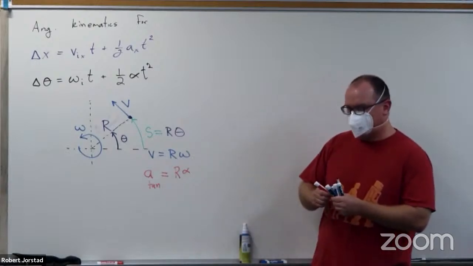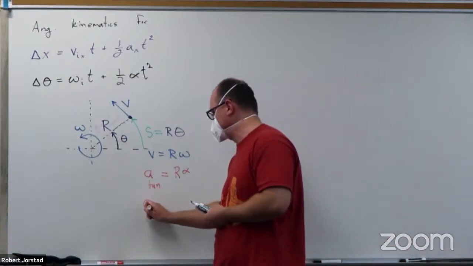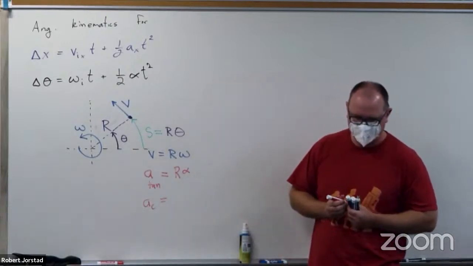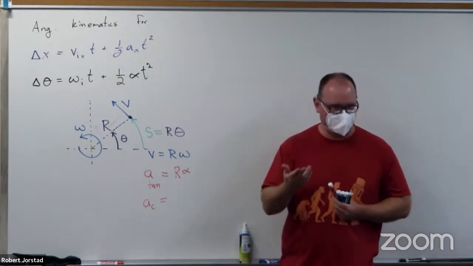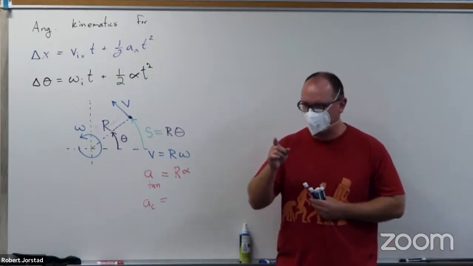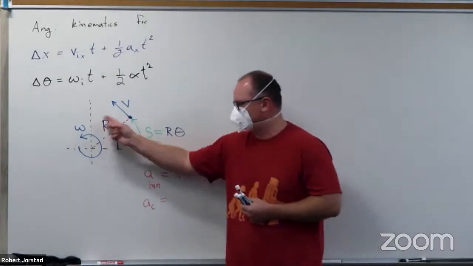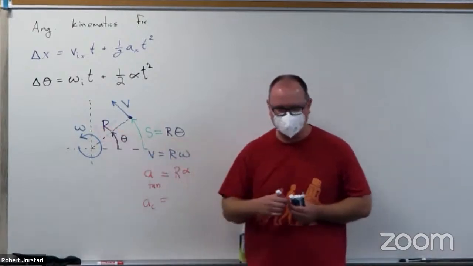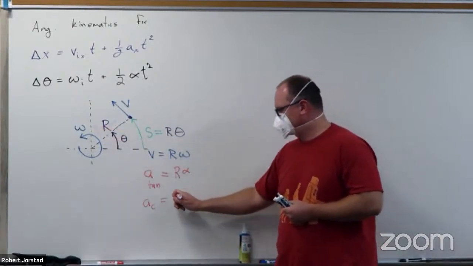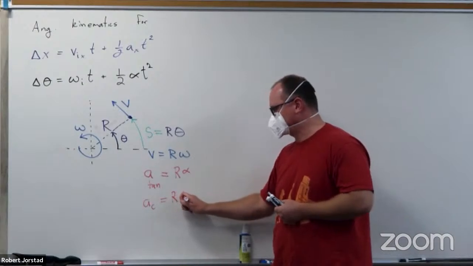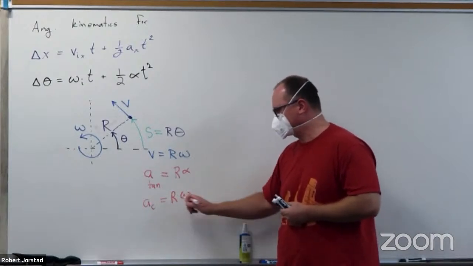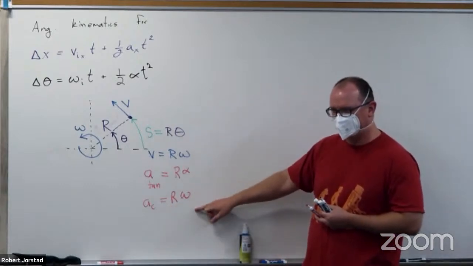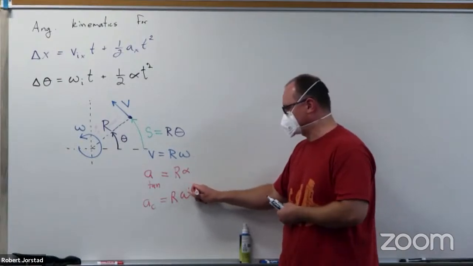Does anybody remember a_c, a centripetal? What was one way to write a_c? V squared over R. Now, what was the other way to write it that relates to one of these parameters here? Does anybody remember how centripetal acceleration related to omega? R omega. Does that have the right units? Check it. Meters times radians per second. R omega squared. And remember, that's on your equation sheet if you forget.